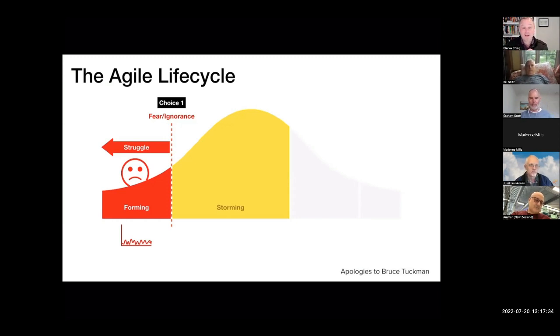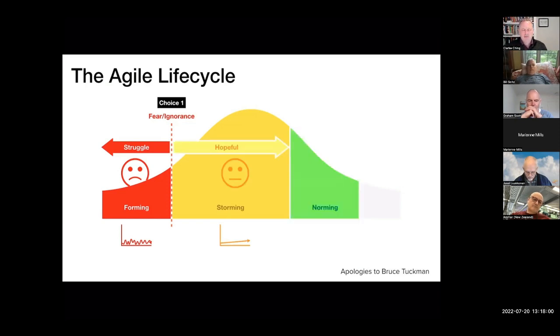For some people, it's great fun. For a lot of people, there's a lot of change and it can be very, very loud. Like cheerleading change, it can be change that overwhelms people and it turns them off Agile. For others, it can be great fun, but you go through this storming phase. And then over time, as you polish off the rough spots, you keep turning over and then eventually you get to a norming phase.